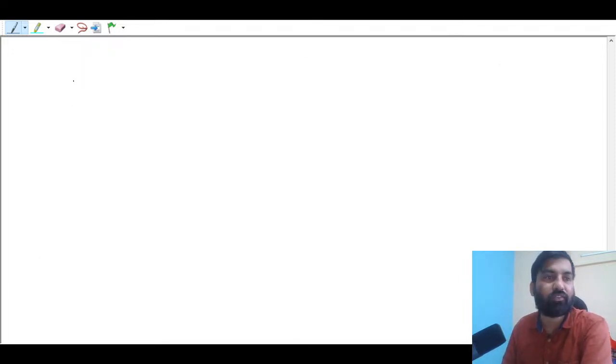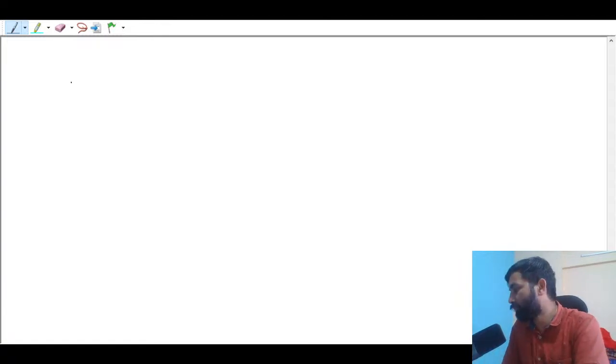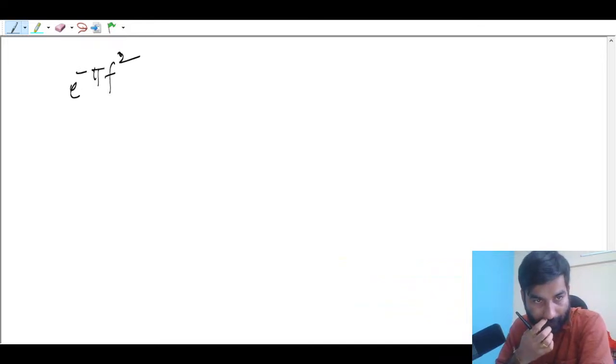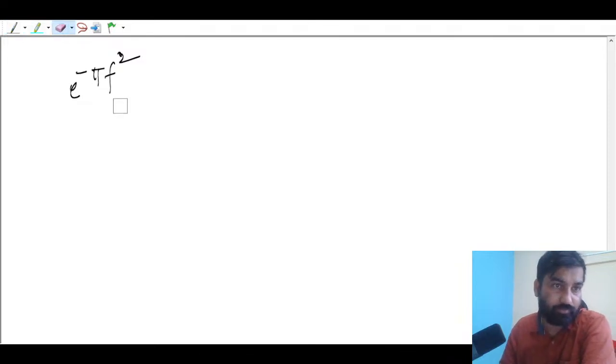एक बहुत ही powerful Fourier transform pair है, that is called the Gaussian pulse. So e raised to minus pi t square.